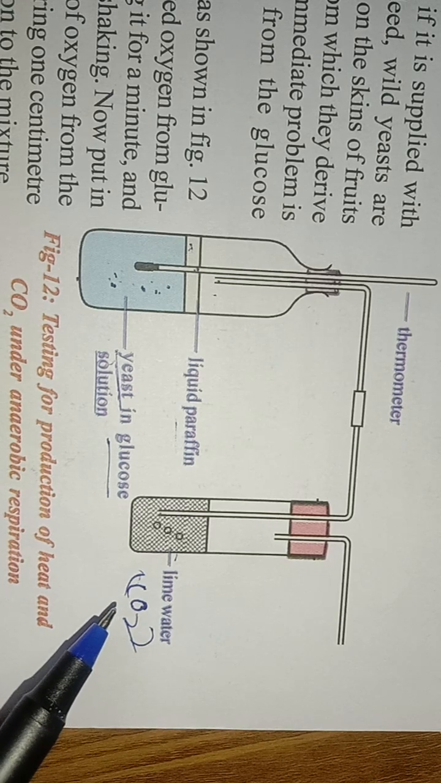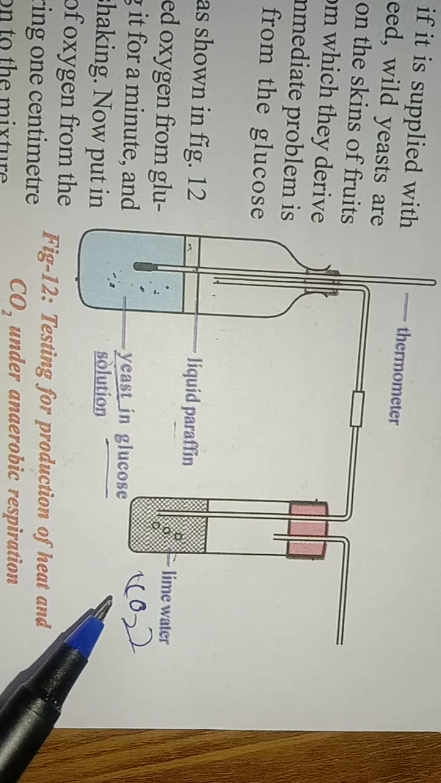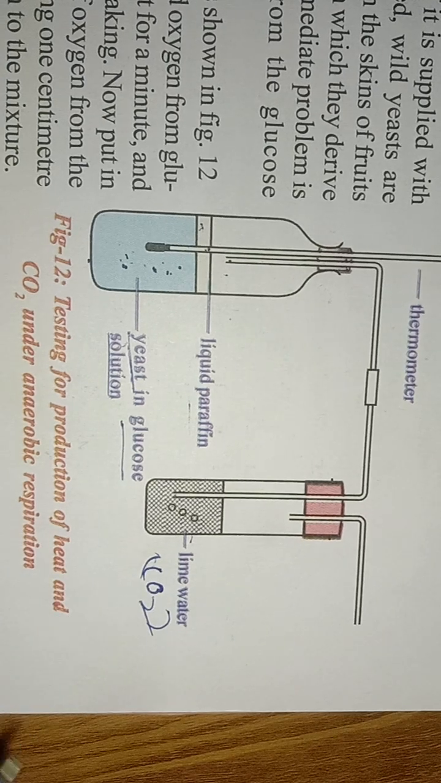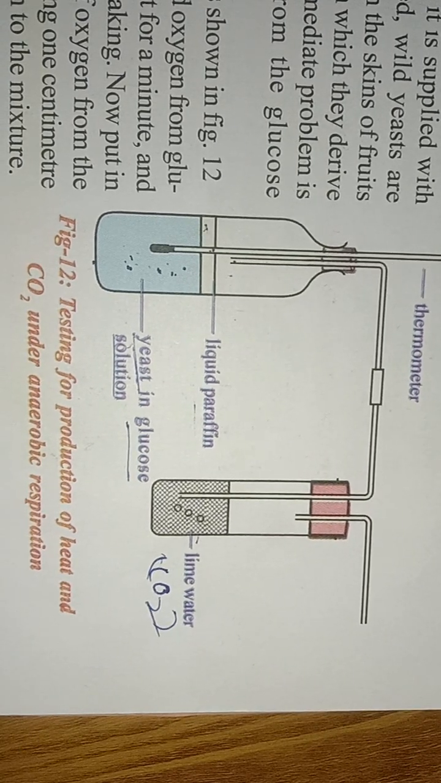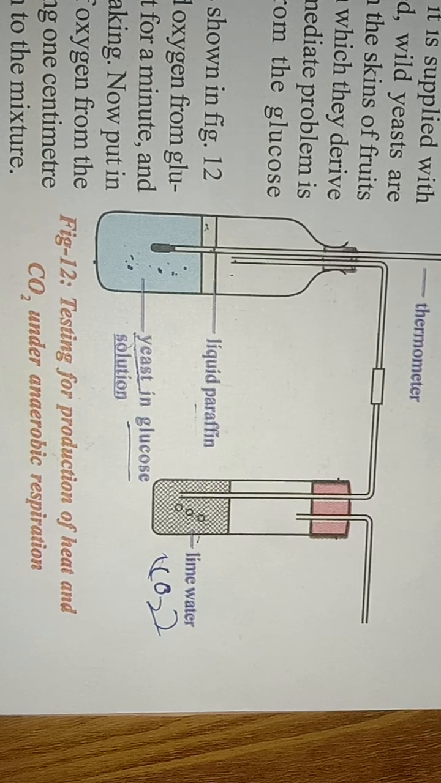So this is our lab activity to test the production of heat and CO2 under anaerobic respiration. The released carbon dioxide passes through the tube and turns lime water milky. We can also observe the changes in temperature during the process, right?